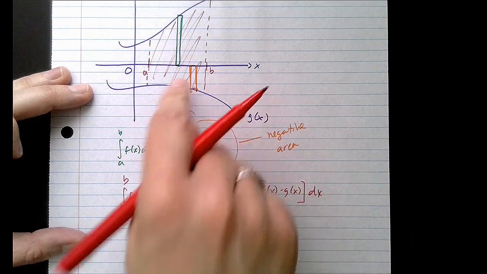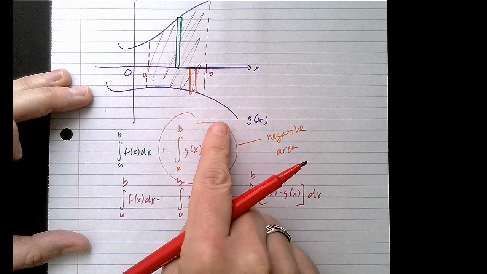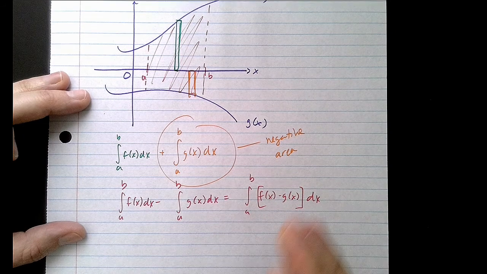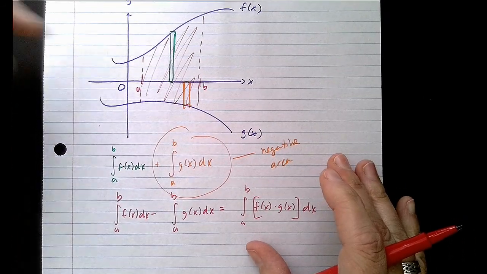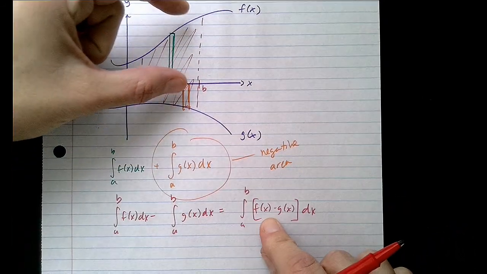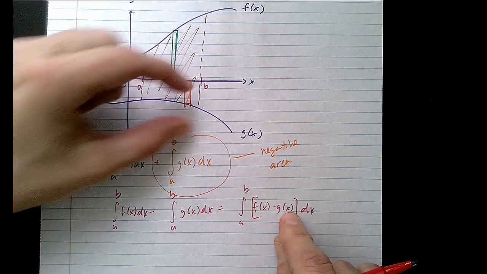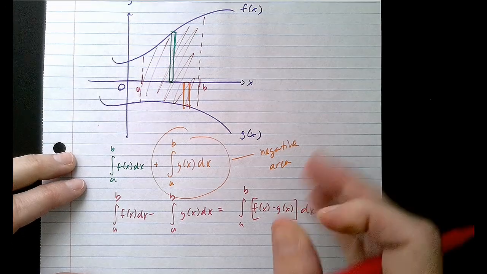So it's still going to work whether one of the functions is below or above the x-axis. You still can apply the same formula. Now the difference here though is, remember, the first function is the upper bound, is going to be your function above the x-axis, and the second function is going to be the function below your x-axis in this scenario.